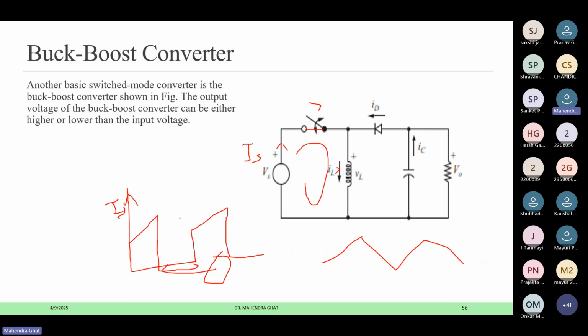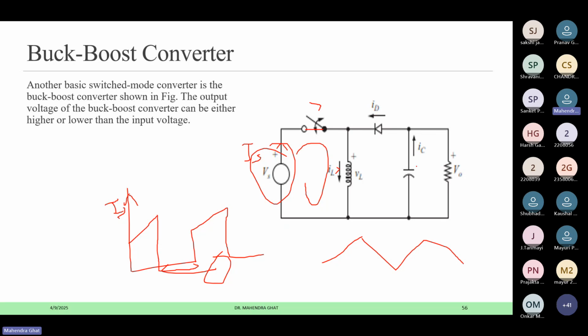You can see it is not a constant or smooth current. You are getting a very high ramp, then instantly you are going to 0. If it is a battery and you are trying to take the high current and again stopping, what will happen? It will affect the life of the battery. Abruptly you are taking the high current and abruptly you are stopping the current. If you do this continuously, it will affect the life of the battery. So that is not acceptable if the source is a battery.